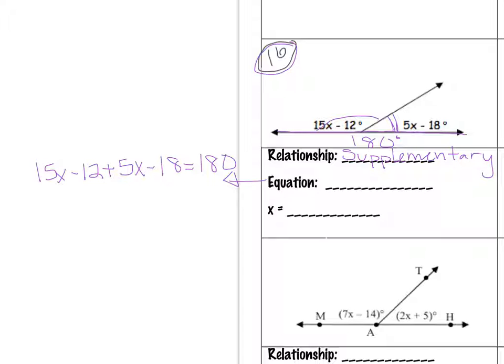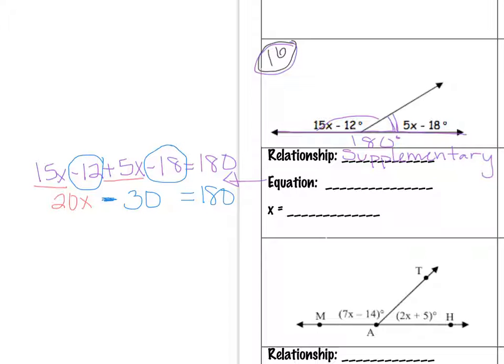Okay, we just spent a long time practicing our equations. So I have a 15x plus 5x. So I have 20 x's all together. Then I also have this minus 12 and this minus 18. Since they're both minuses, I think of that as negative. So altogether I have negative 30, and I represent that with a minus 30. Drop down your equal and your 180. And now you have a two-step equation.